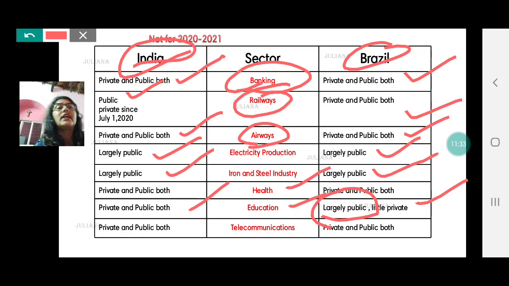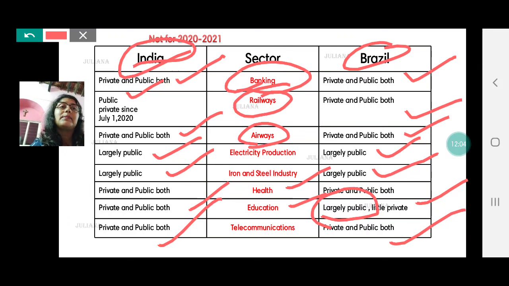And then telecommunication, they are both now. Of course, Jio, you know very well, most of you are using Jio nowadays. Okay, we have Airtel, Jio, and only BSNL is public. But I've heard of late that even BSNL now is going to be privatized to some extent, because of the way they handle it and no profit or whatever be the reason. So in India telecommunication is private and public, and in Brazil also it's private and public.